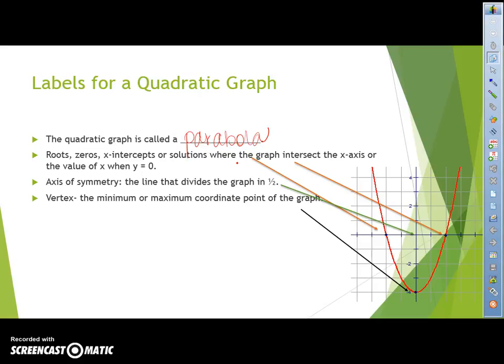The axis of symmetry of a graph is the line that divides the graph in half. So in this case, it's actually going to be our y-axis since it's centered around that line. And the vertex is the minimum or maximum coordinate point on the graph, so the lowest or the highest point that it reaches before it turns around and changes direction again.